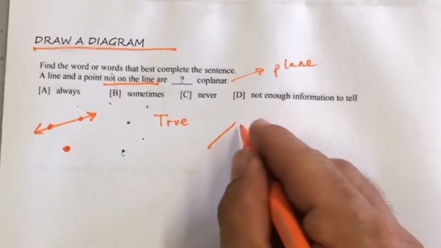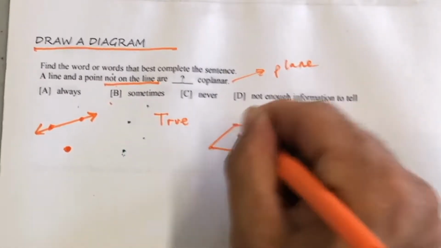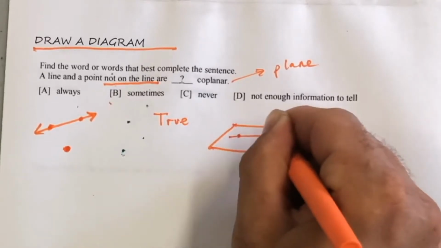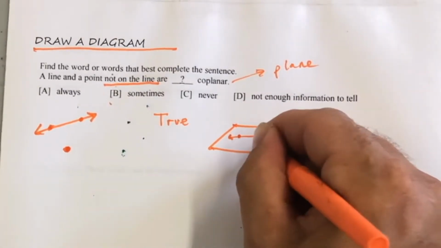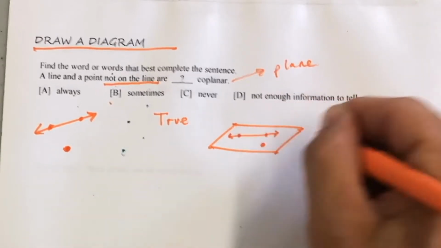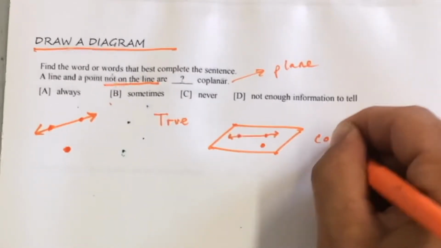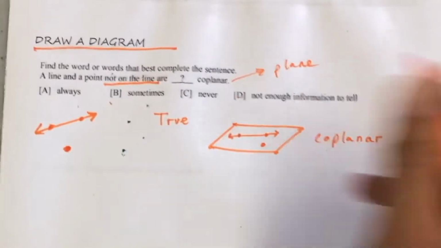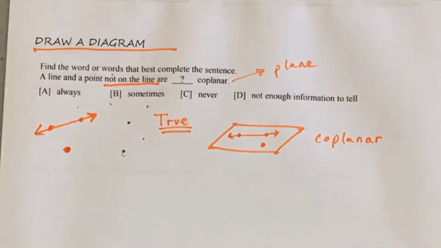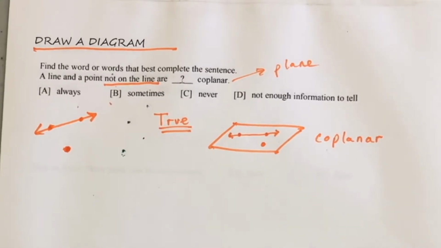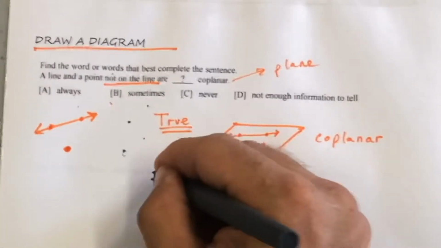So let me draw a plane, and let me have a line on that plane. It'd be like laying a pencil on a desk, and then a point. Are these 3 points all on this plane? Of course. So they'd be coplanar. So this is true. Now I do have to check if there is a way I could draw this diagram to be false.